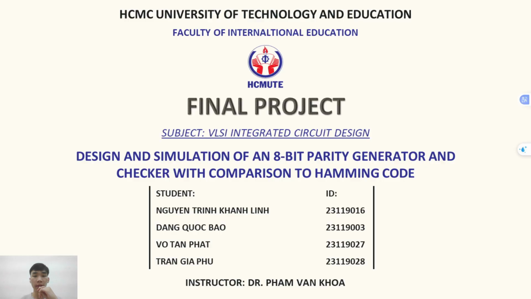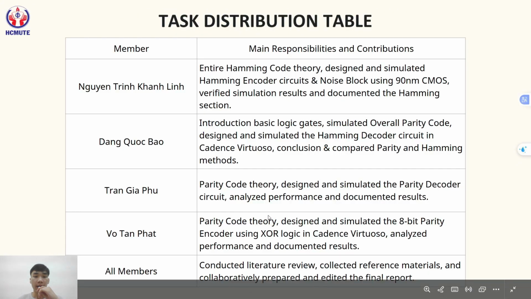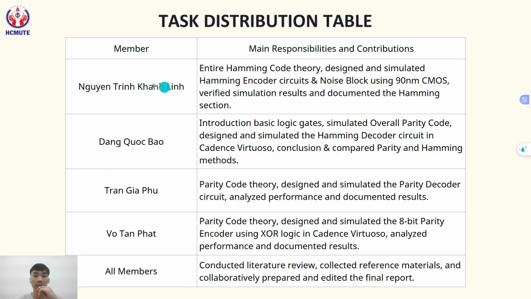Today, our group would like to present the topic Design and Simulation of an 8-bit parity generator and checker with comparison to Hamming code, which was implemented on 90 nanometer CMOS technology under the supervision of Dr. Phạm Văn Khoa. Our group consists of the following members: Nguyễn Trịnh Khánh Linh, Đặng Quốc Bảo, Võ Tấn Phát, Trần Gia Phú, and here is our task distribution table.